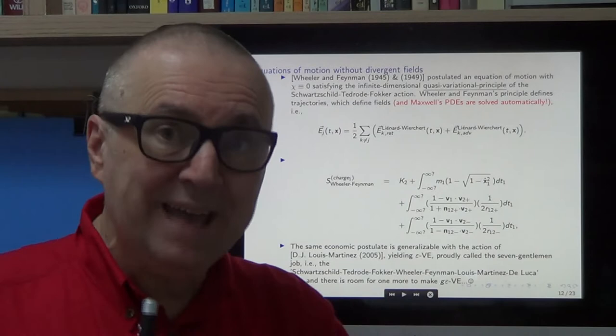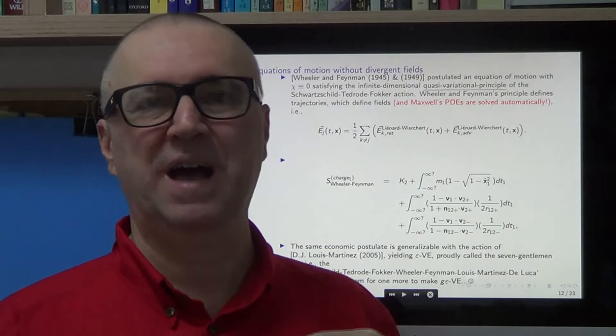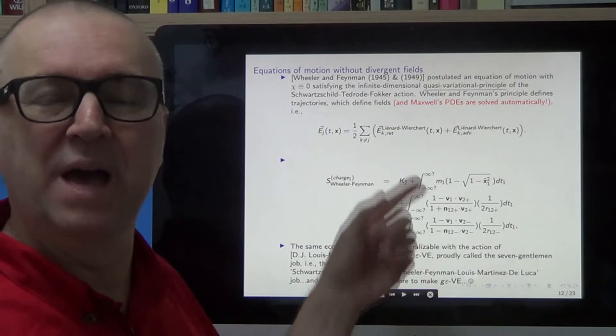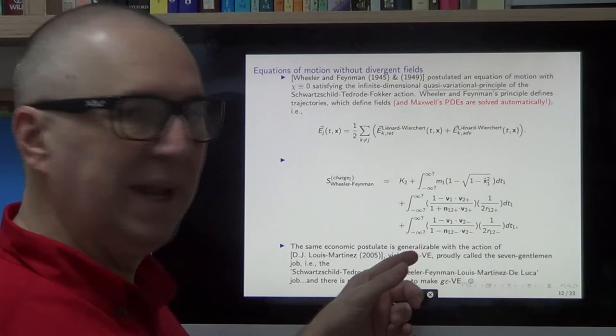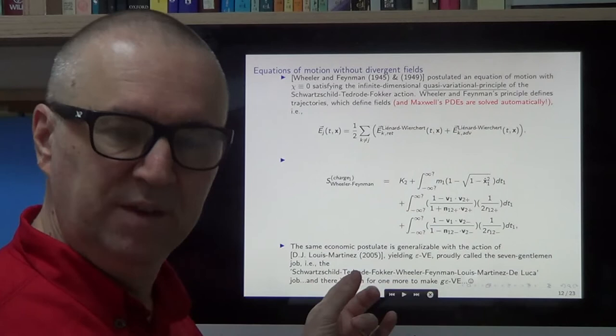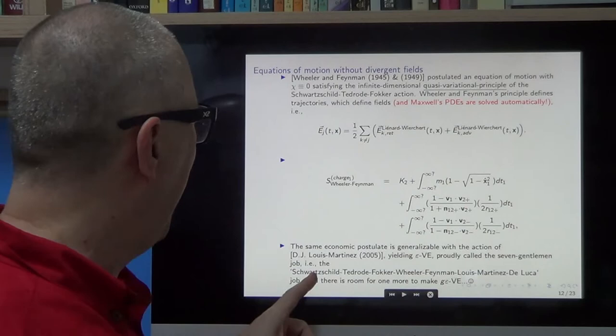So I had to go around it, and I will show you now the first time I had to change the Wheeler-Feynman theory in many ways. The first thing is to adapt it so that you don't have these infinite limits of integration. The same economic postulate of the Wheeler-Feynman action, corrected by Mr. De Luca, is generalizable with the action of Luis Martinez that was developed in 2005, yielding variational electrodynamics, which I probably call the seven gentlemen job: Schwarzschild, Tetrode, Fokker, Wheeler, Feynman, Luis Martinez, and De Luca.